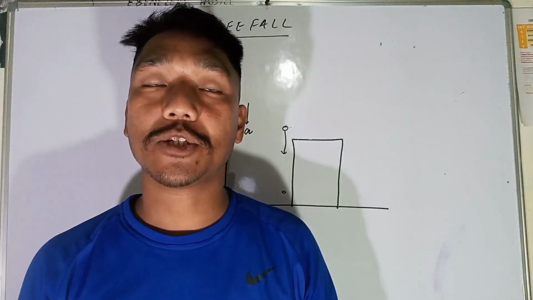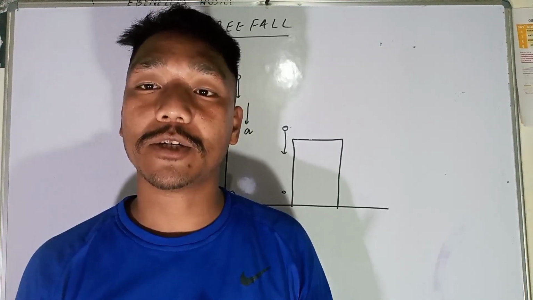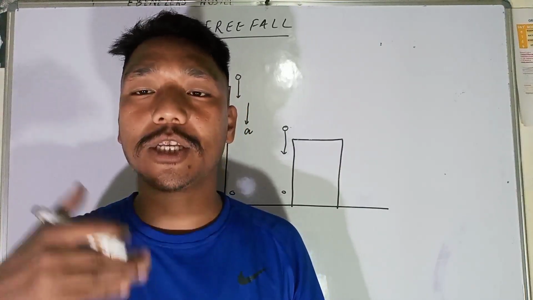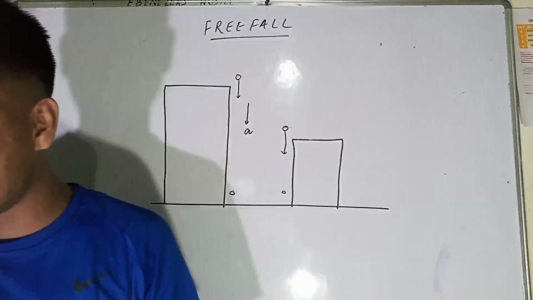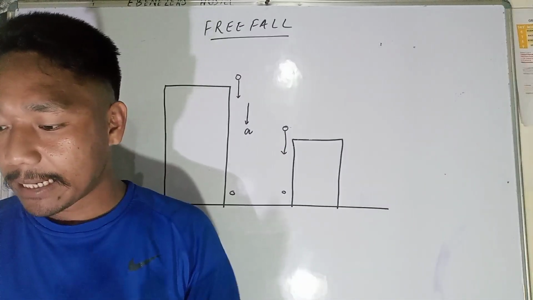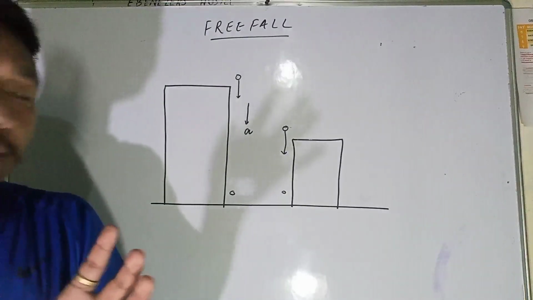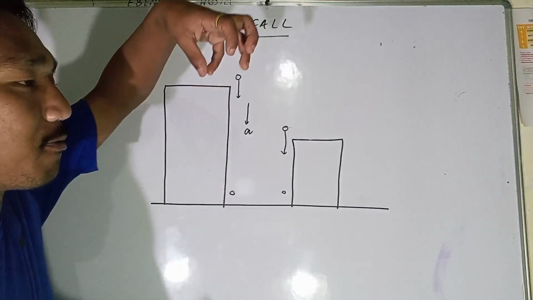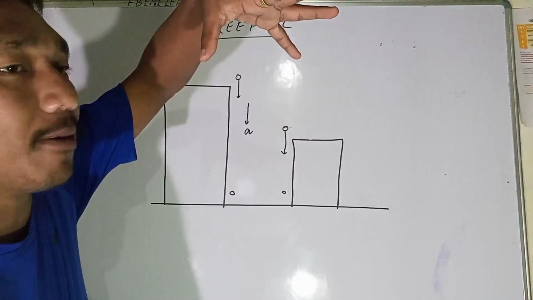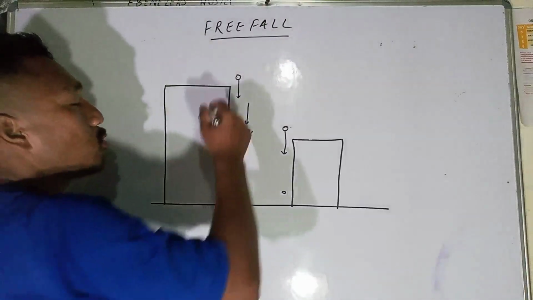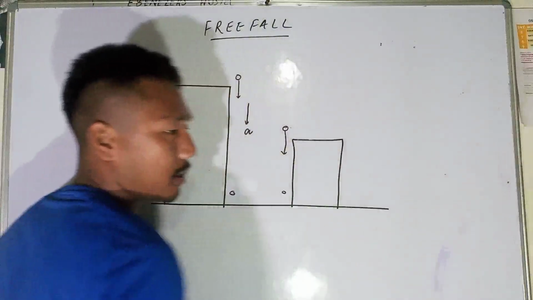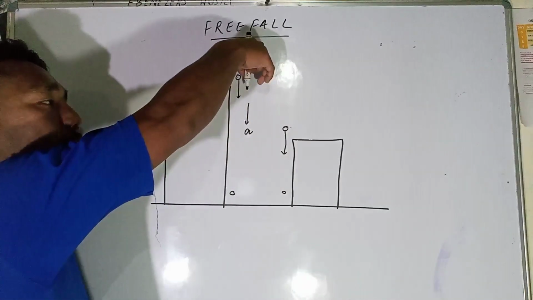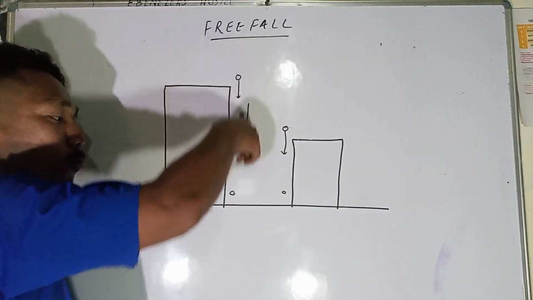Acceleration is the rate of change of velocity. The velocity keeps on changing after every 1 second. While falling, there is no change in direction. Whenever you let an object fall, the object will not go in this direction or that direction. The object will go downward toward the earth.